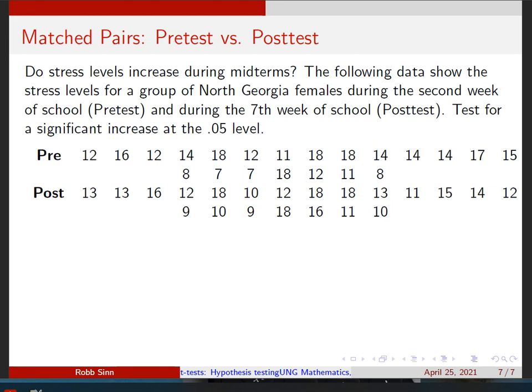Okay, our final example today is what we call matched pairs. Now, what does it mean to be matched pairs? Well, the most familiar matched pairs design is a pretest versus post-test, right? You give somebody a test, you do some training, and then they retake the same exact test.